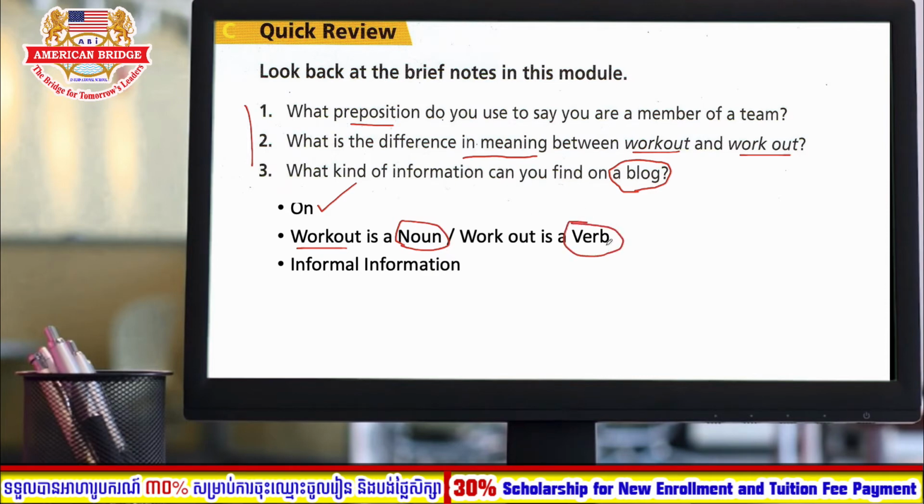When it is a verb, it expresses action. So "work out," you can see people running, doing exercise. You can see the action. But "workout" functions as a noun when it comes to the name of the exercise. Let's say running. So "running" refers to a noun. It is the name of those activities. And the last one, the information that you can find on a blog post is informal. Okay, it's informal information. It is not reliable because it is only about opinion.